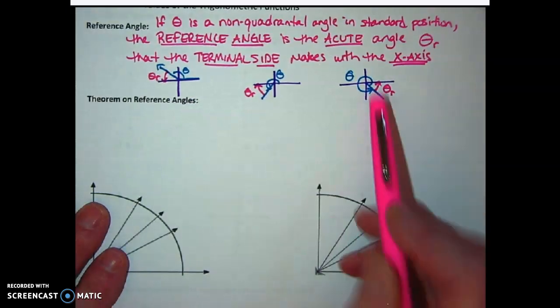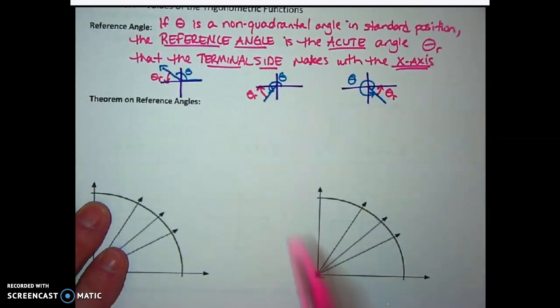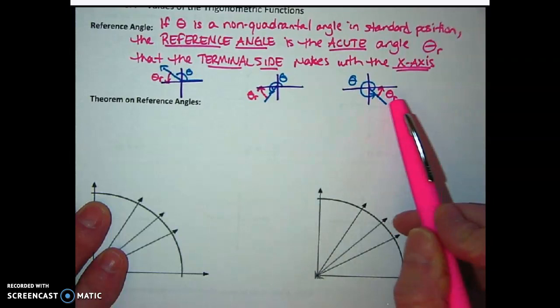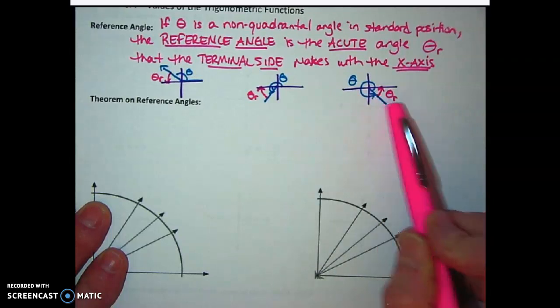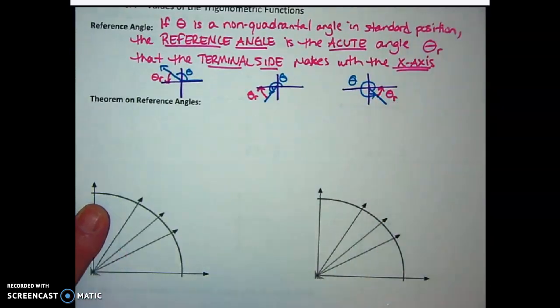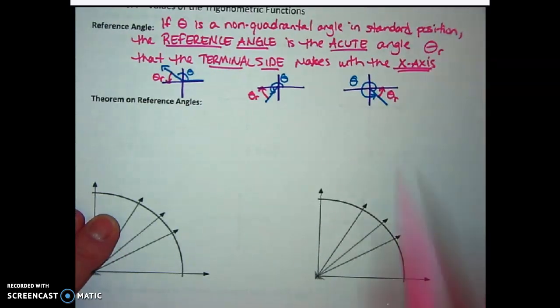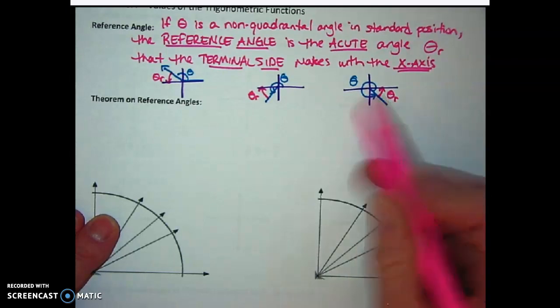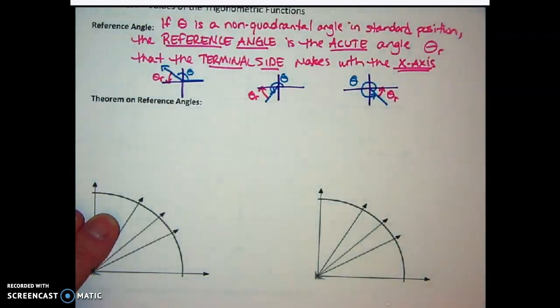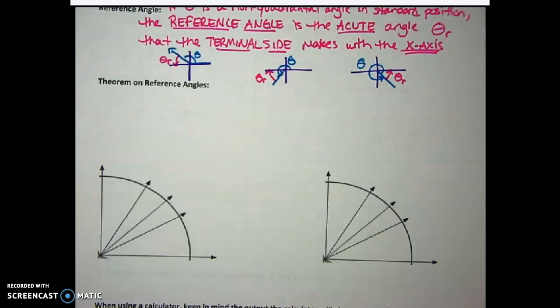And for the third one, I've come all the way around to the fourth quadrant, and so how far is it from my angle to get all the way up to 360 degrees, or we're actually going to be working in radians more frequently, so how far do I need to go to get to a full circle, which is 2 pi? Now this leads us to our theorem on reference angles.